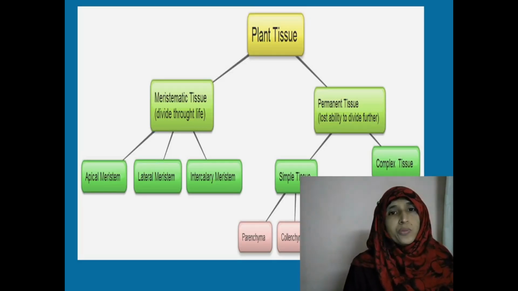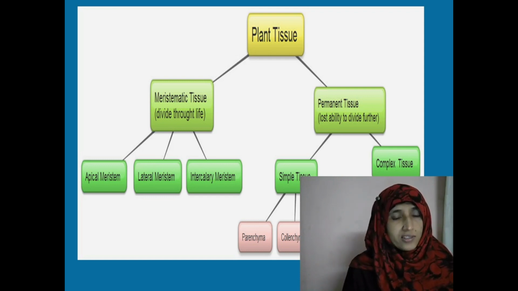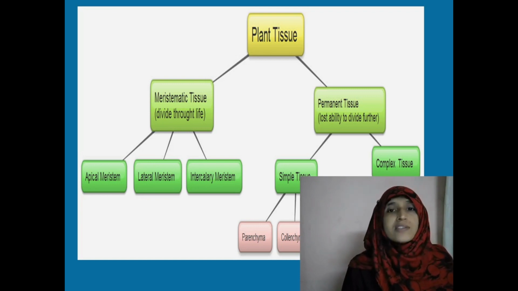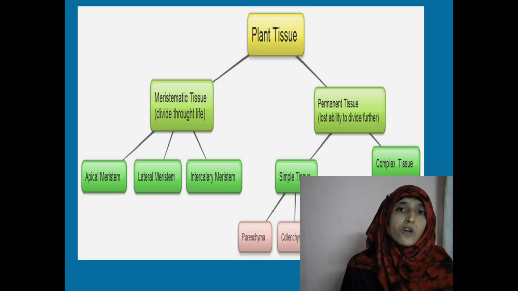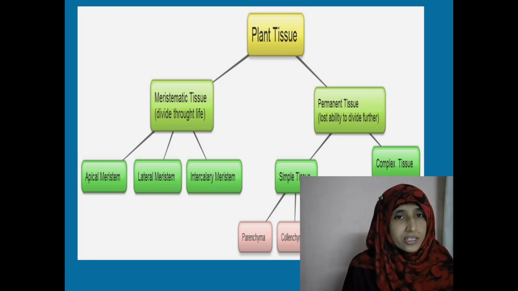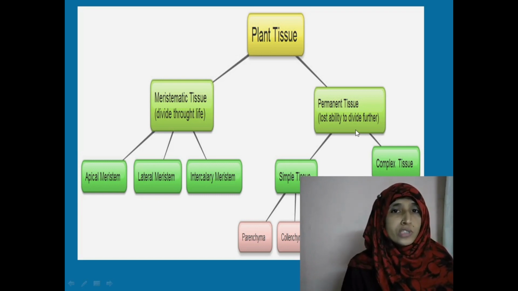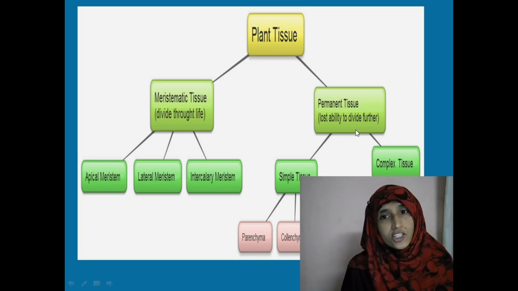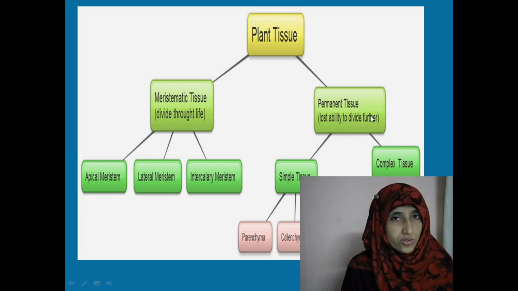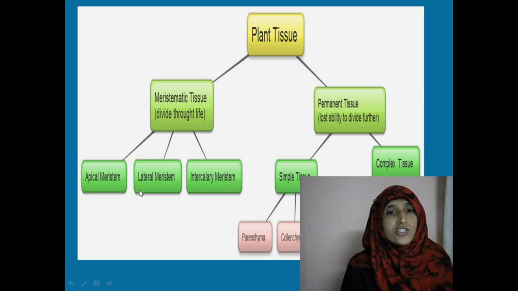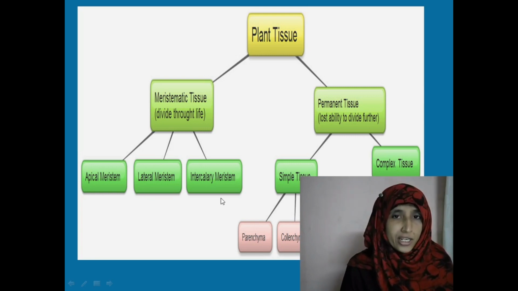Now let's go to the plants and see what type of tissues are present in plants. Plant tissues are basically classified into two types. One is those tissues that divide throughout their life. We call them meristematic tissues. The other tissues which lose their ability to divide, we call non-dividing tissues. These are permanent tissues. Meristematic tissues can further be divided as apical meristem, lateral meristem, and intercalary meristem.